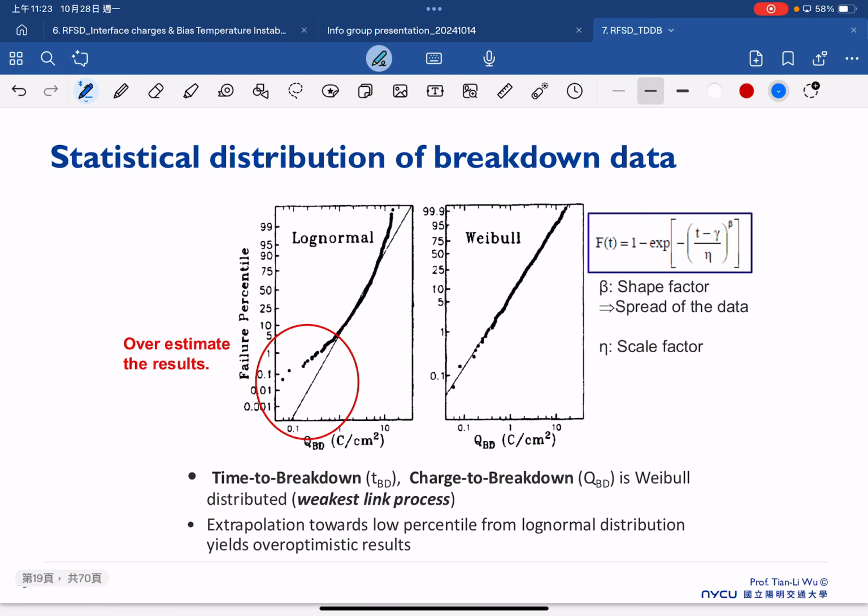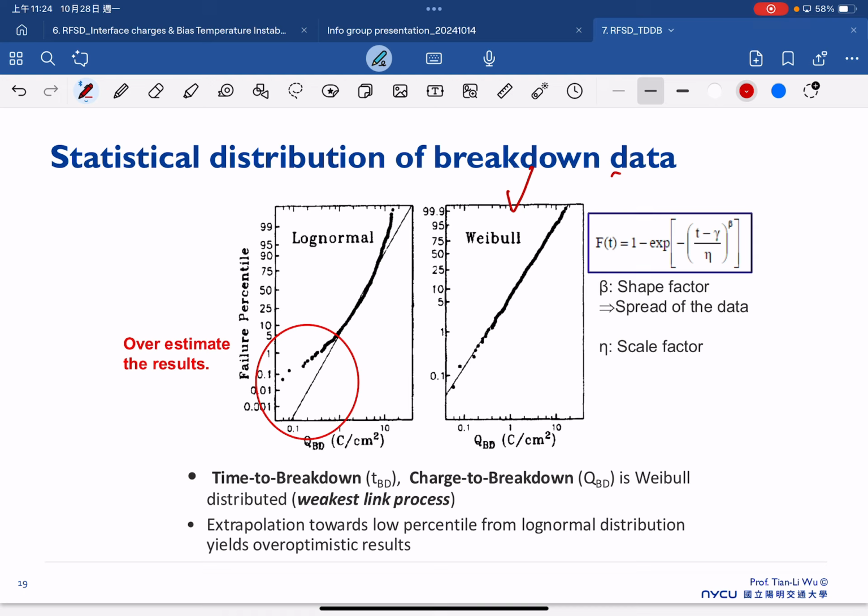And here is the reason why the lognormal is worse than the Weibull, because the lognormal will lead to an overestimate of the result here, and therefore the Weibull distribution is better to have a nice fitting. The Weibull distribution has a nice fitting.